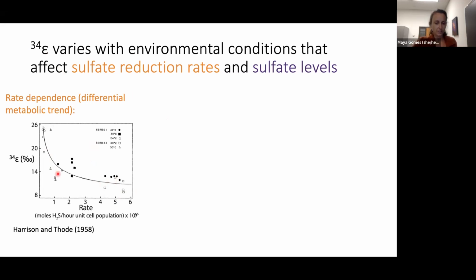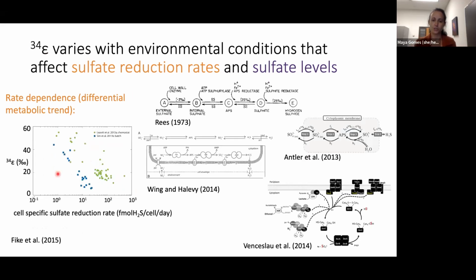Now, there's been a lot of work done on this since the 50s to refine this relationship and think about how each step of the sulfate reduction pathway and the fractionation associated with that step impact the magnitude of the fractionation, as well as the reversibility of the reaction. There's a whole series of literature that you can read about this, and I encourage you to do so. These are some really great papers. But for the purposes of this, I just want you to think about what impact this rate dependence trend would have on sulfur isotope compositions of sulfide in the zone of sulfate reduction.